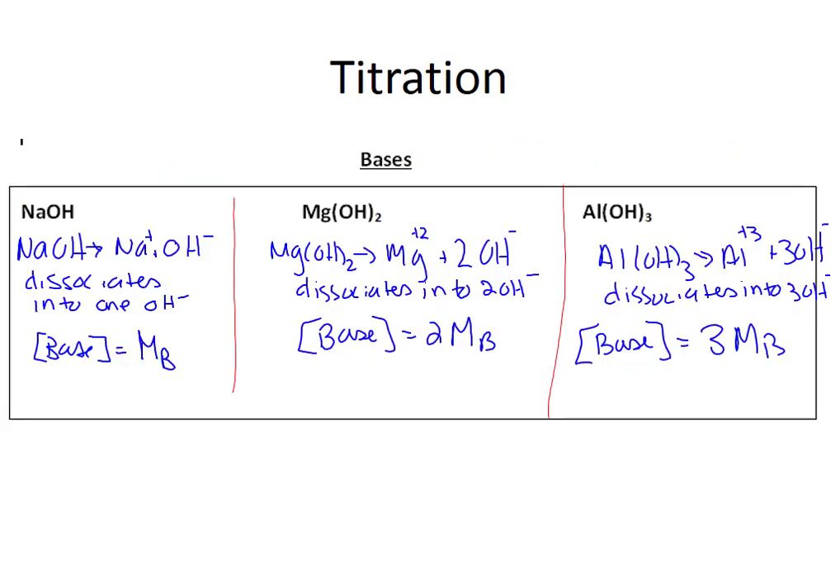Same with bases. Bases can be mono, di, or tri. Mono produces 1. Di, you multiply your molarity by 2 because you're contributing 2 per dissociation. And then for tri, you have to multiply that by 3 because you're contributing 3 OHs.